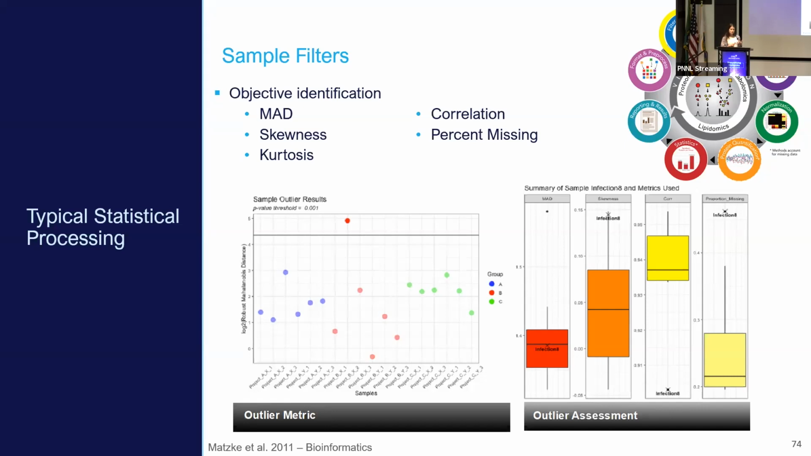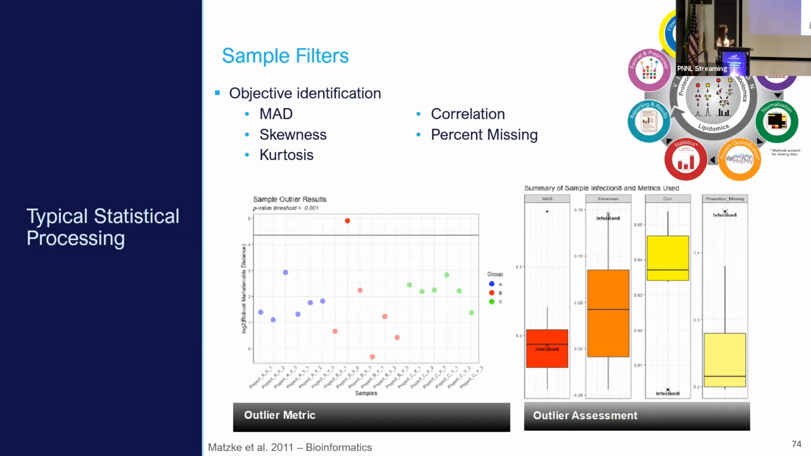The pmartR package and app both include a way to objectively identify potential outliers. What this method does is it takes information such as the median absolute deviation, that's the MAD up there, skewness, kurtosis, the correlation, and the percent of missing values that are in each sample, and it converts that to a distance metric, which can be associated with a p-value. So you can actually say, I have a p-value cutoff. In this plot on the left, this horizontal line corresponds to a p-value threshold of 0.001. Any samples represented by the dots above that line are potential outliers that we should look at. It's saying that this sample looks different from all the rest based on these metrics.